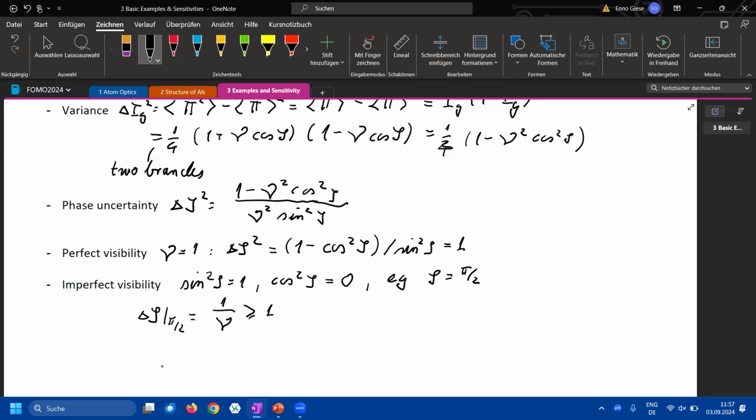Yes, the phase uncertainty would be 1 radian, but this is only for a single particle. Now, we could also go through many particles, but you're laughing, so you're happy with that. I will come back to this when we have many particles, just to give you an overview.